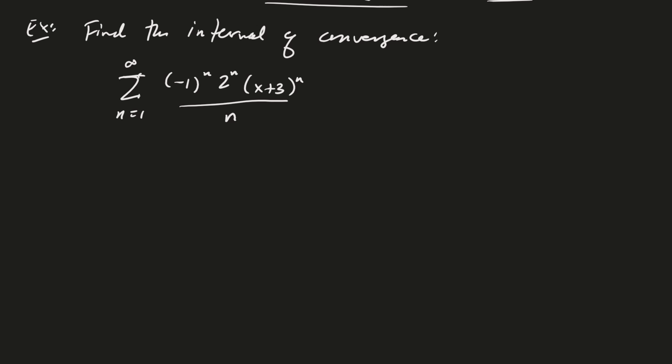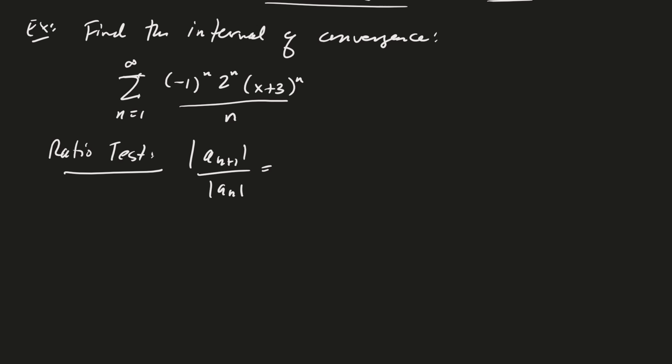Okay, so here's an example. Find the interval of convergence if we have the sum going from 1 to infinity of (-1)^n 2^n (x+3)^n over n. So let's use the ratio test, and take the absolute value of the n plus first term divided by the nth term, right? It depends on whether the term includes the (x+3)^n or not. In the notes we didn't do that, but assume that it does include that, so I don't have to rewrite it.